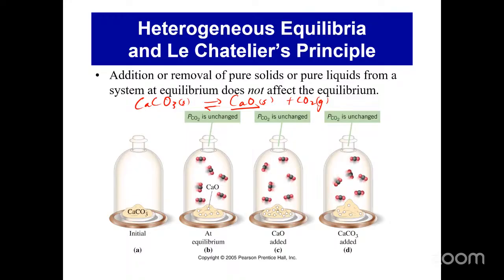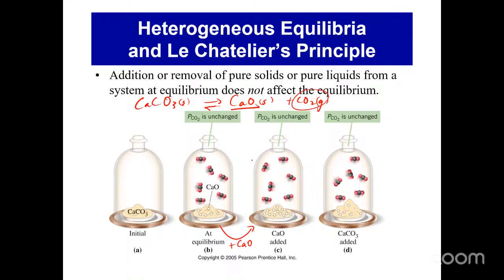Now, let's say you add some calcium oxide, right? What you'll find is that there'll be no change in the amount of carbon dioxide that will be present. And you might be wondering why, because if you remember what we talked about just earlier, changing the concentration of one component should change everything in terms of the equilibrium shift and so on.